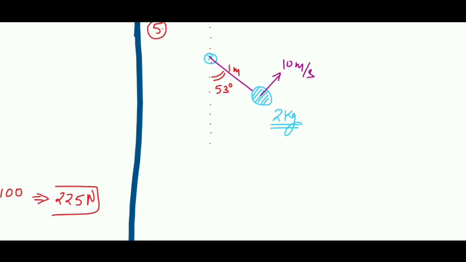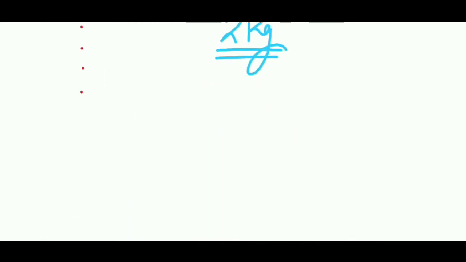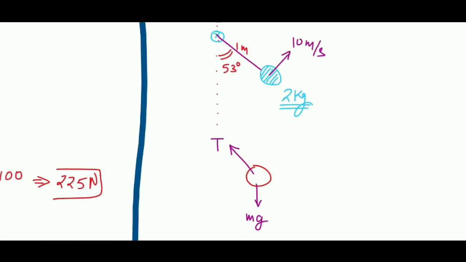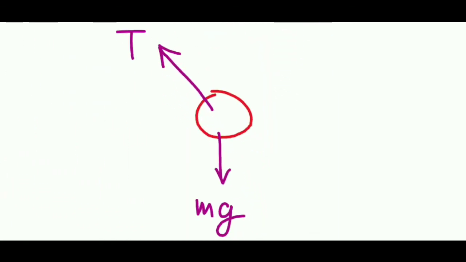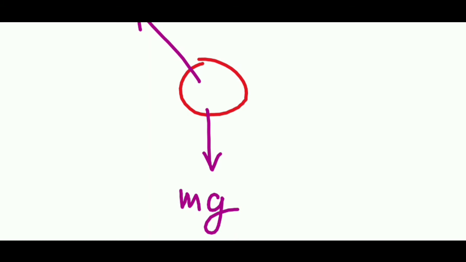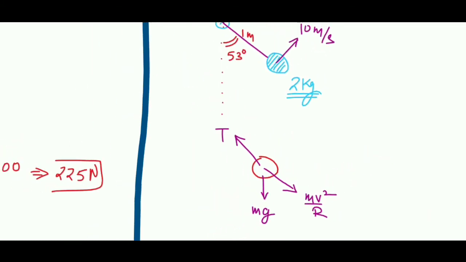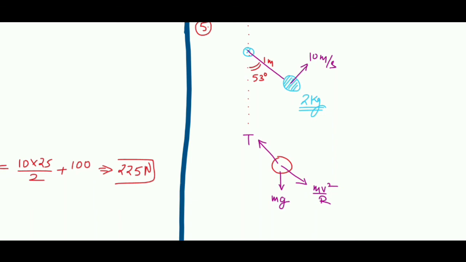Again the same steps. First I'll draw the free body diagram of this object. It will look something like this. mg will be downwards, tension will be at an angle, and mv square by r, the centrifugal force this time, will be opposite to the center.